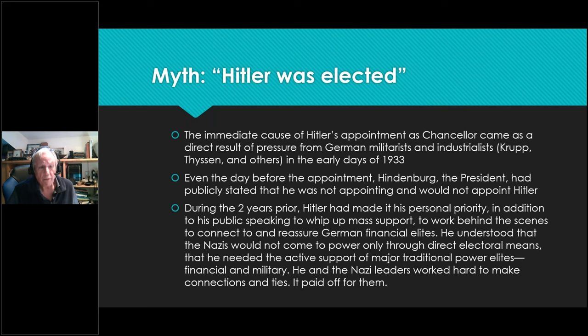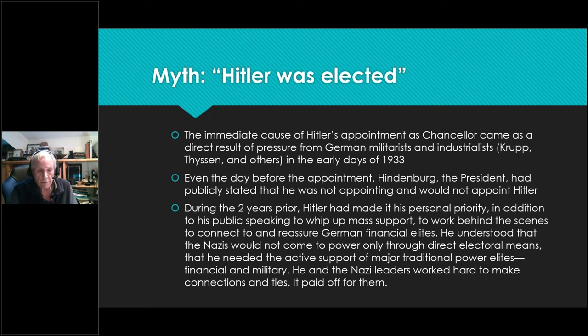Even the day before the appointment, Hindenburg, the president, had publicly stated that he was not appointing and would not appoint Hitler. So there was an intense amount of pressure placed on him to reverse his long-standing claim that he would not have anything to do with the Nazis.